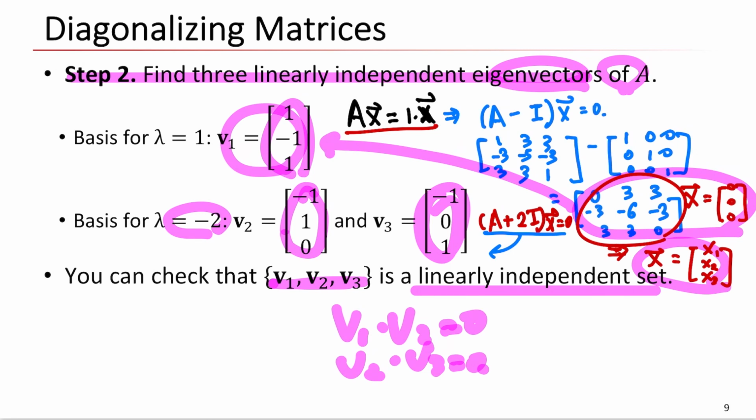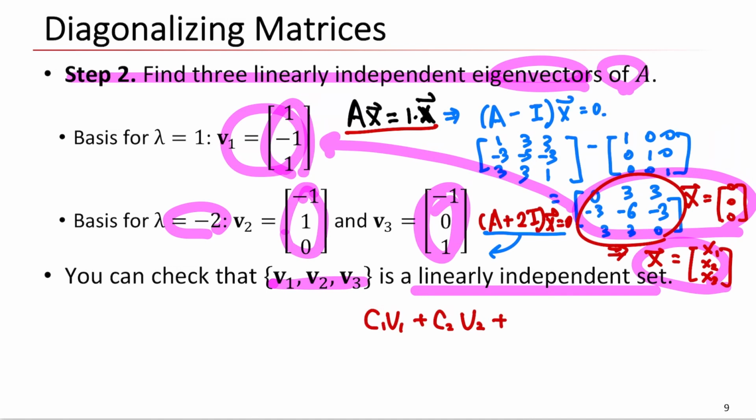To check whether this set is linearly independent, we consider c1 v1 plus c2 v2 plus c3 v3 equal to 0. Only when c1, c2, c3 are all 0 does this equation hold, and then these three vectors are linearly independent.